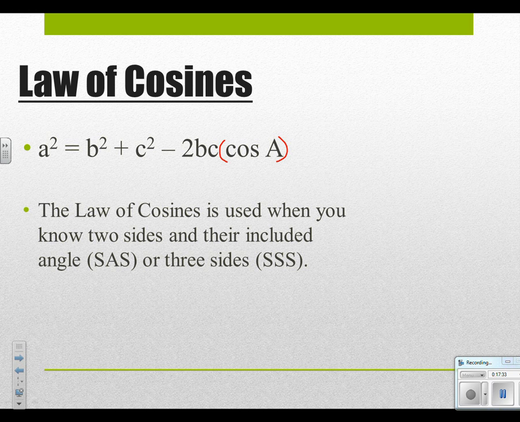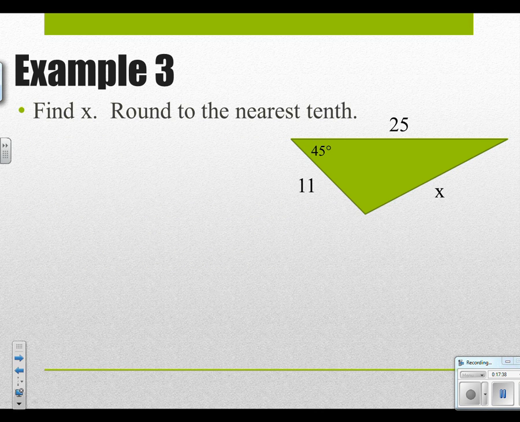Ready for the first example of this? Okay. Another triangle. We're going to find x. What kind of thing is the x this time? Side. Yeah, it's a side. And then we're told to round to the nearest 10. It is 45.